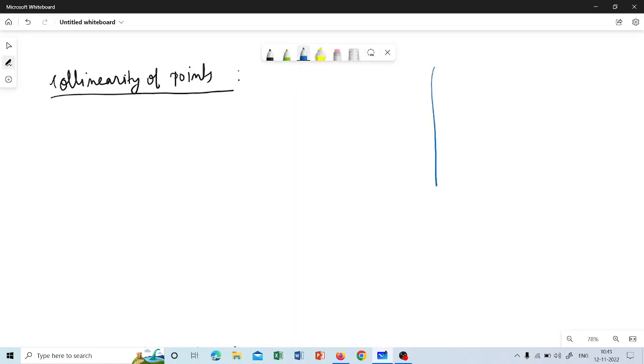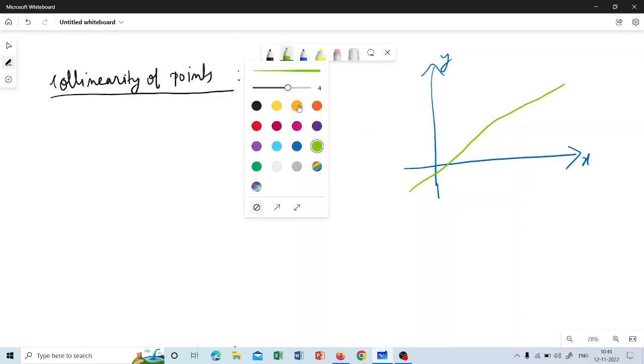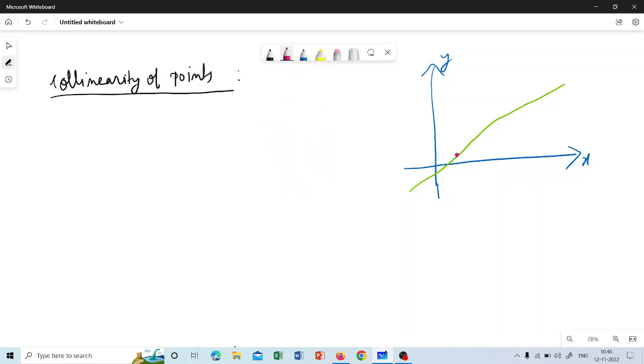Consider an example, I will draw again. I am considering only the Cartesian coordinate system, x axis, y axis, and I draw a line, a straight line, only a straight line. Also, now there are points on it. For example, let me consider that there are 3 points. These 3 points lie on the same line.